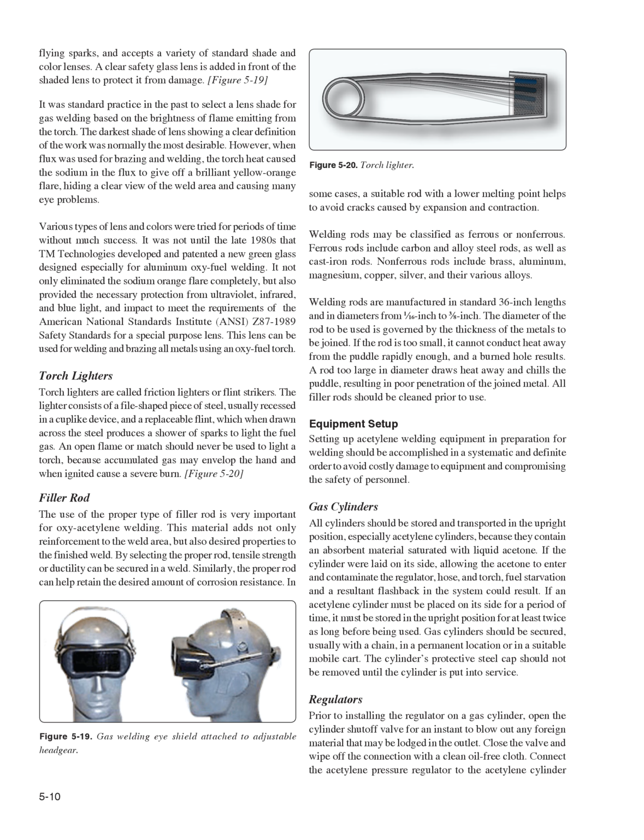Welding rods may be classified as ferrous or non-ferrous. Ferrous rods include carbon and alloy steel rods, as well as cast iron rods. Non-ferrous rods include brass, aluminum, magnesium, copper, silver, and their various alloys. Welding rods are manufactured in standard 36-inch lengths and in diameters from 1/16 inch to 3/8 inch.